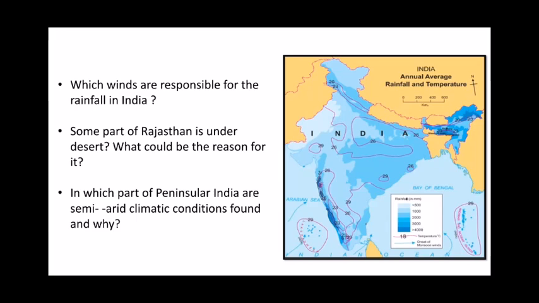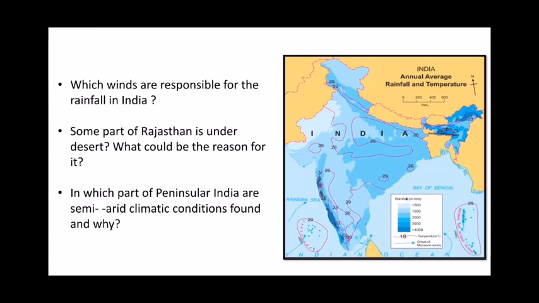Next question. Some part of Rajasthan is under the desert. What could be the reason for it? The southwest monsoon winds blow parallel to the Aravallis. As these moisture-laden winds are not obstructed by the Aravallis, it rains less here. So Rajasthan is under desert.